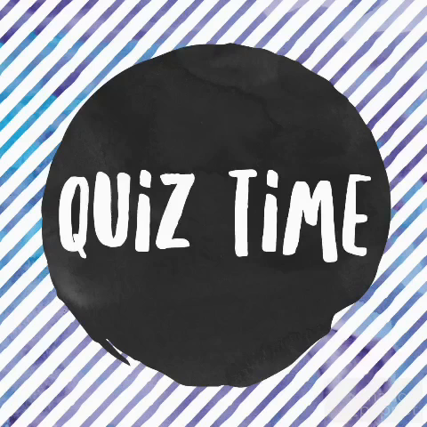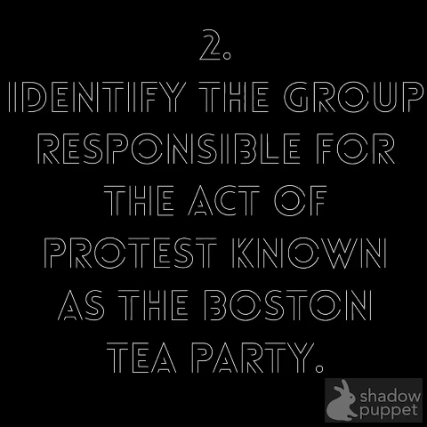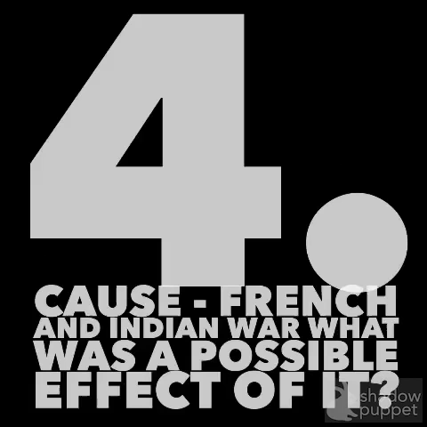Now it's quiz time. Number 1. Which event was a major conflict for control over North America? Number 2. Identify the group responsible for the act of protest known as the Boston Tea Party. Number 3. What did the slogan, "No taxation without representation," mean? Number 4. Cause, French and Indian War. What was a possible effect of it?